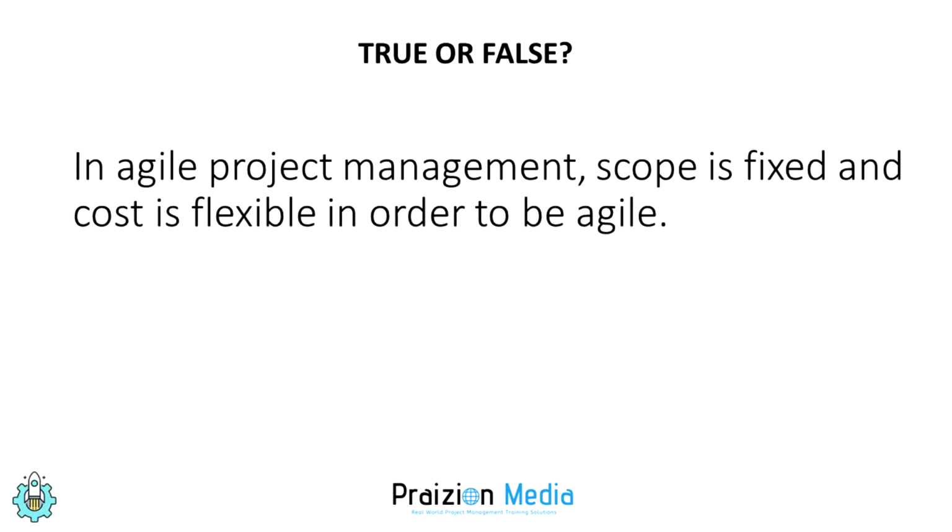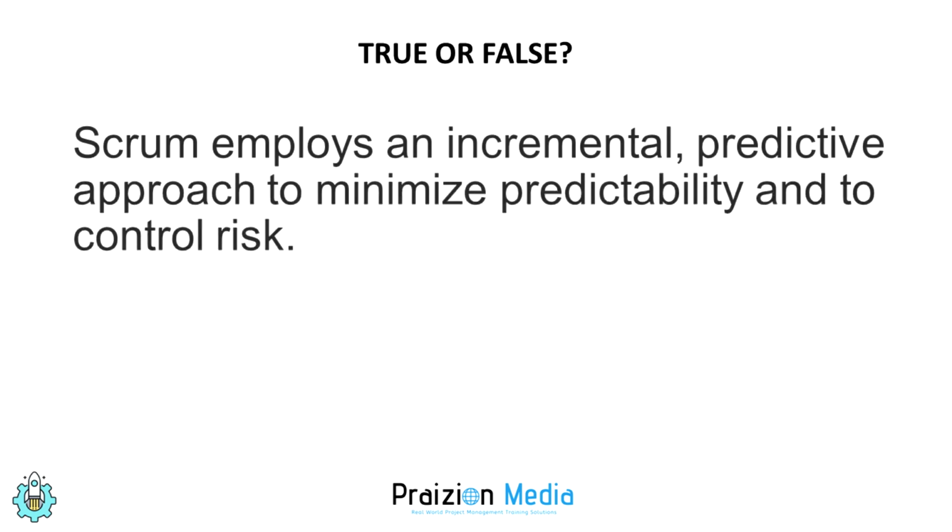In Agile project management, scope is fixed and cost is flexible in order to be agile. False. Scrum employs an incremental, predictive approach to minimize predictability and to control risk. False.